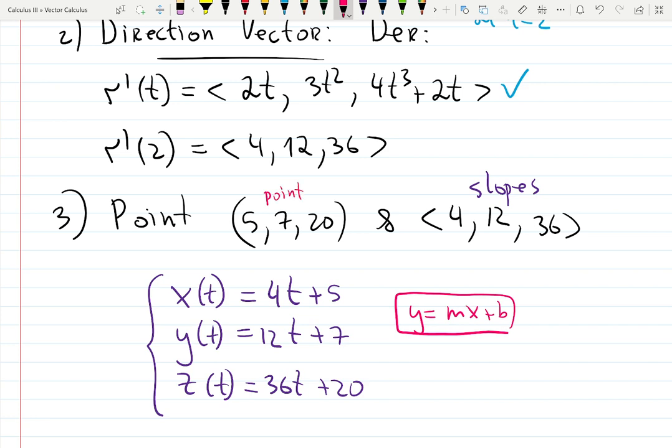So a point and slope. And that helps us to create a parametric equation for the tangent line to the following curve at the given point.